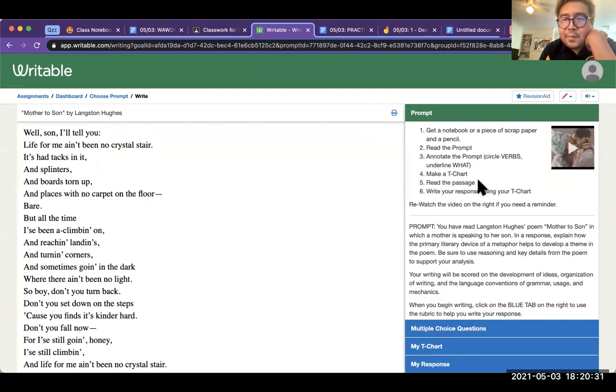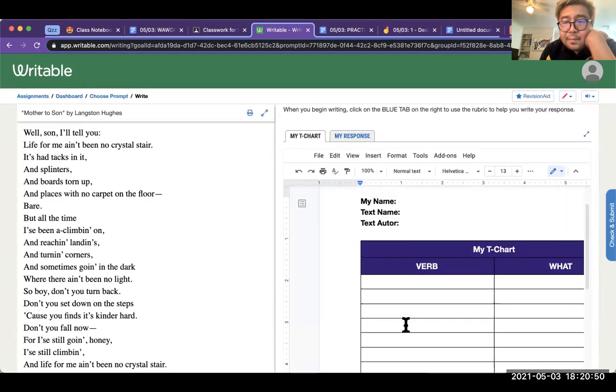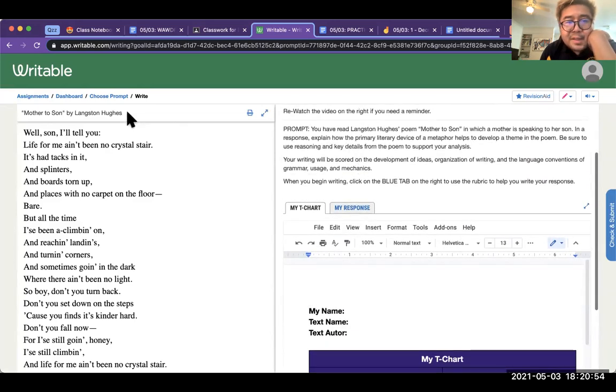I put the reminders for what you need to do here. Read, annotate, make a T-chart. There is a video on the right if you need a reminder of this process. Otherwise, your prompt, the one that we just broke down, is here. Okay? You can make your T-chart here, or you should already have it.